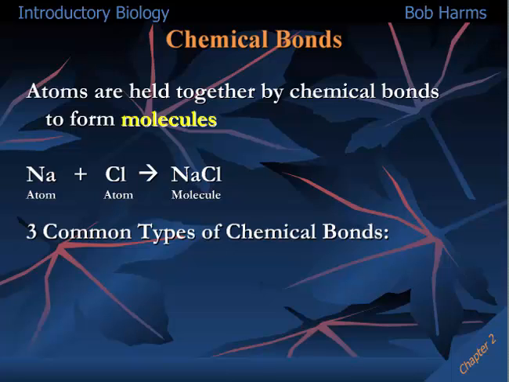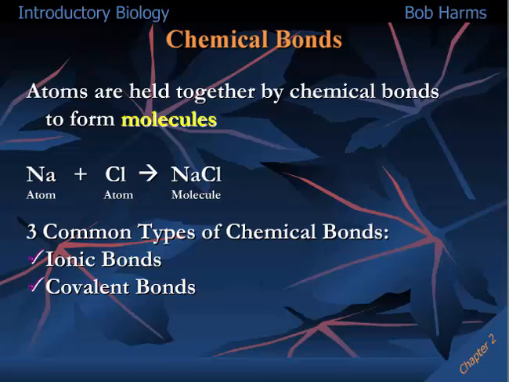Now, there are many, many types of chemical bonds out there, but there are three common types I want to go over in class that we'll really see that are important for living organisms. And those three types of chemical bonds are ionic bonds, covalent bonds, and hydrogen bonds. And so we're going to go through each of these, talk a little bit about what each type of bond is, and some examples that we might see in living organisms.